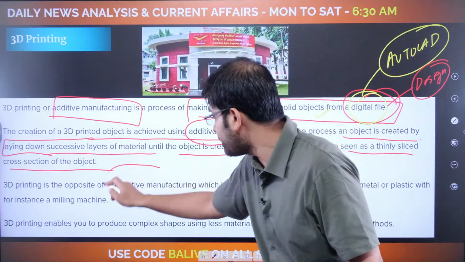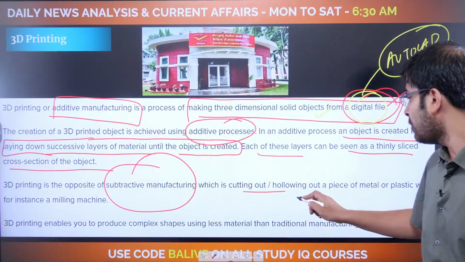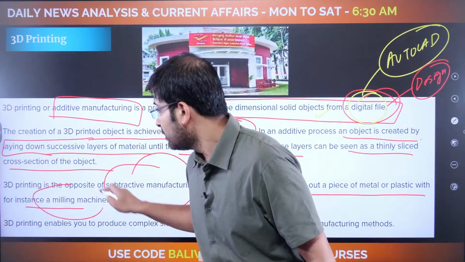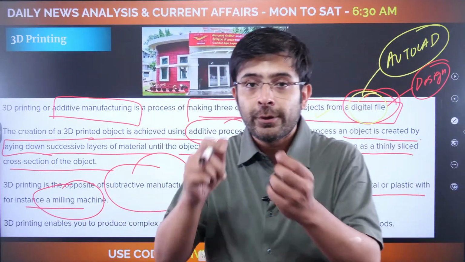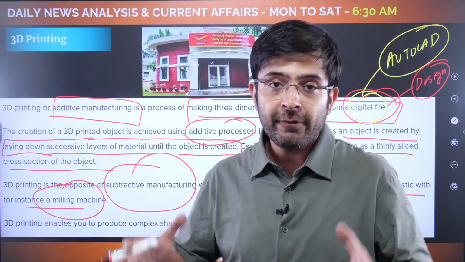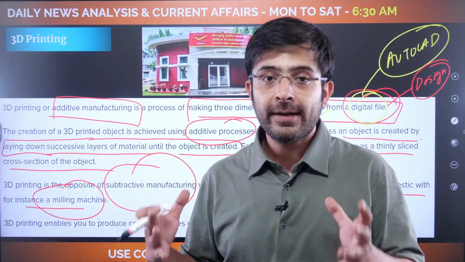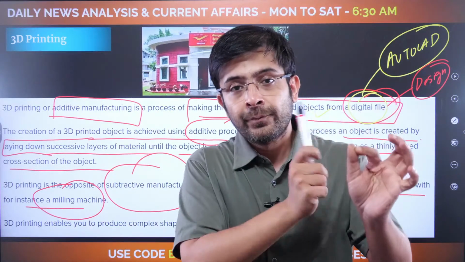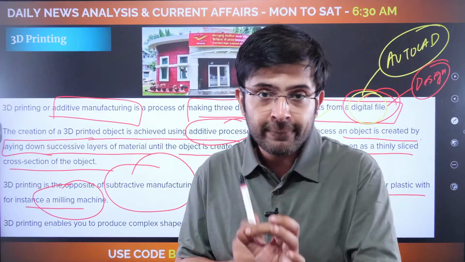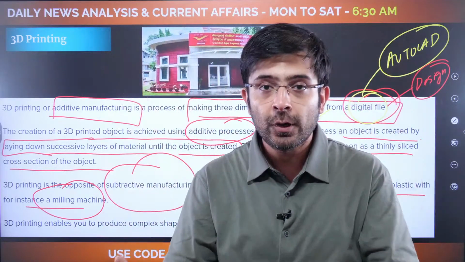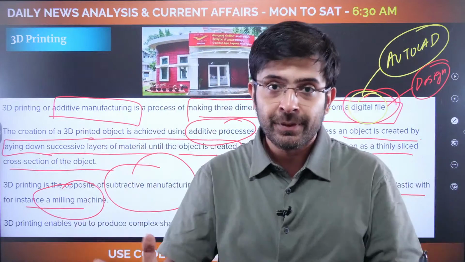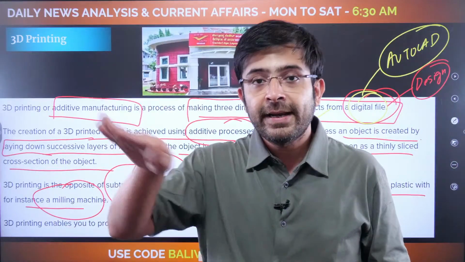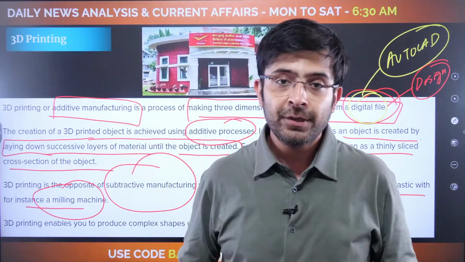Similarly, you have subtractive manufacturing, which is cutting out or hollowing a piece of metal or plastic. In subtractive manufacturing, you chisel. For example, in olden times, if you had a huge rock, you would take a hammer and start to chisel it. What are you doing essentially? Subtractive manufacturing. Therein lies your raw material, and you are just giving it a shape. Whereas in additive manufacturing there is no raw material; you print it layer by layer. Clear from the examination perspective?